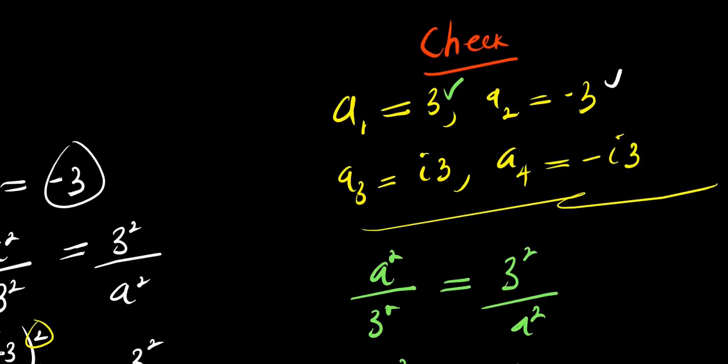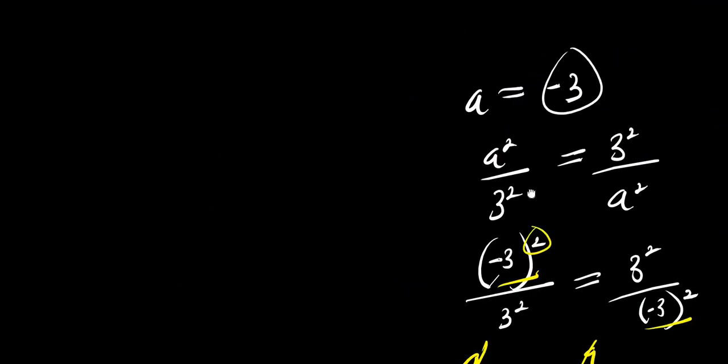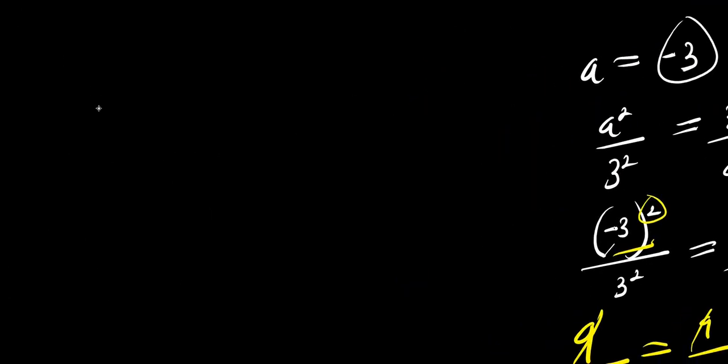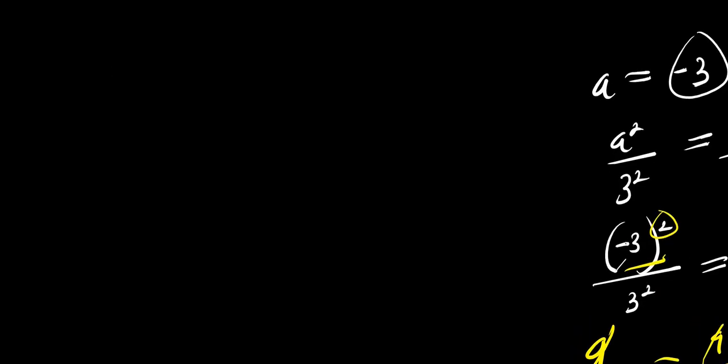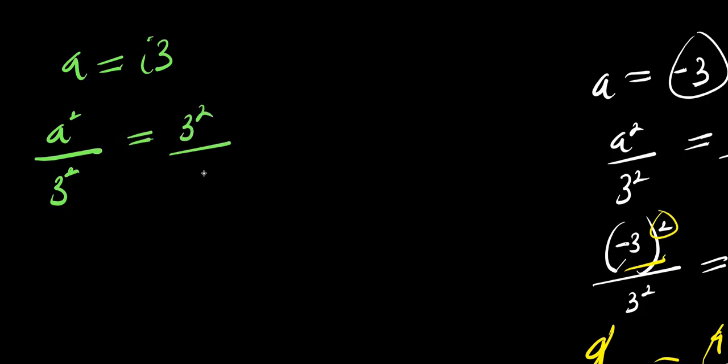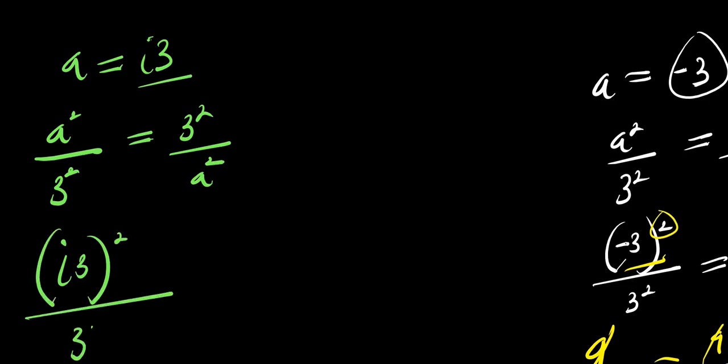All right, let's consider complex solutions. Let's have A equals I times 3. We consider the equation again: A power 2 divided by 3 power 2 equals 3 power 2 divided by A power 2. And our A is I times 3. So we have I times 3 raised to the power of 2 divided by 3 power 2 equals 3 power 2 divided by I times 3 raised to the power of 2.